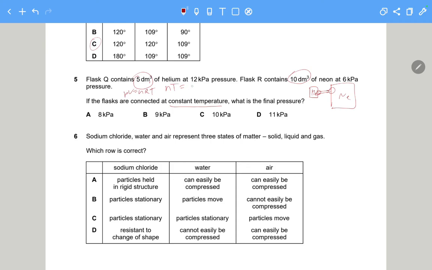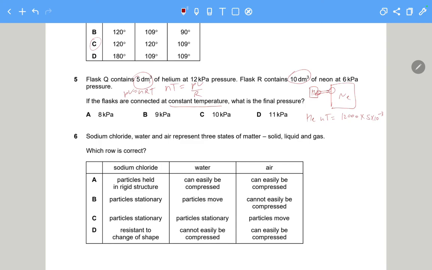And from the equation, we can see this is equal to PV over R. From the ideal gas equation, we know P, we know V because we know the volume of each flask, and we know R as well. So we can use this to calculate N times T for helium and N times T for neon separately. So for helium, N times T will be equal to 12,000 into 5 into 10 to the power of minus 3. Remember, I've done 10 to the power of minus 3 because we are working with dm. We need to convert everything to SI units, to meter cube and not to dm cube.